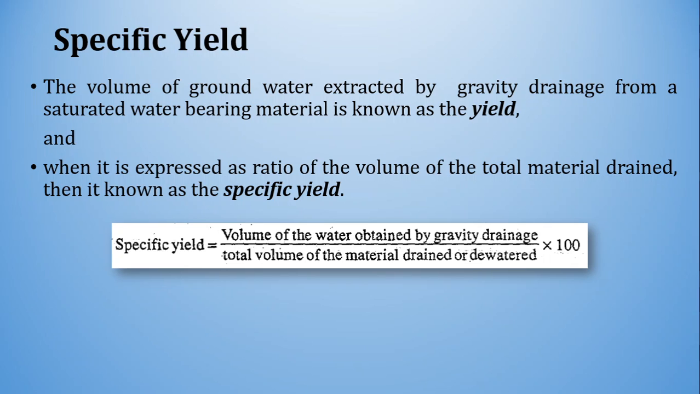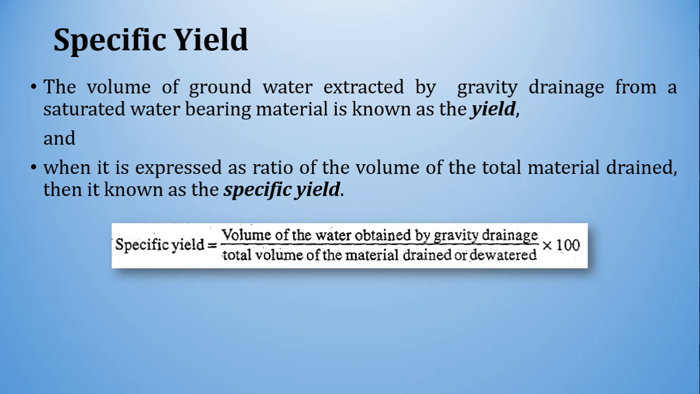Now the specific yield. The volume of groundwater extracted by gravity drainage from a saturated water bearing material is known as yield. This is simply yield. I will repeat the definition. The volume of groundwater extracted by gravity drainage from a saturated water bearing material is known as yield, and when it is expressed as a ratio of the volume of the total material drained, then it is known as specific yield.